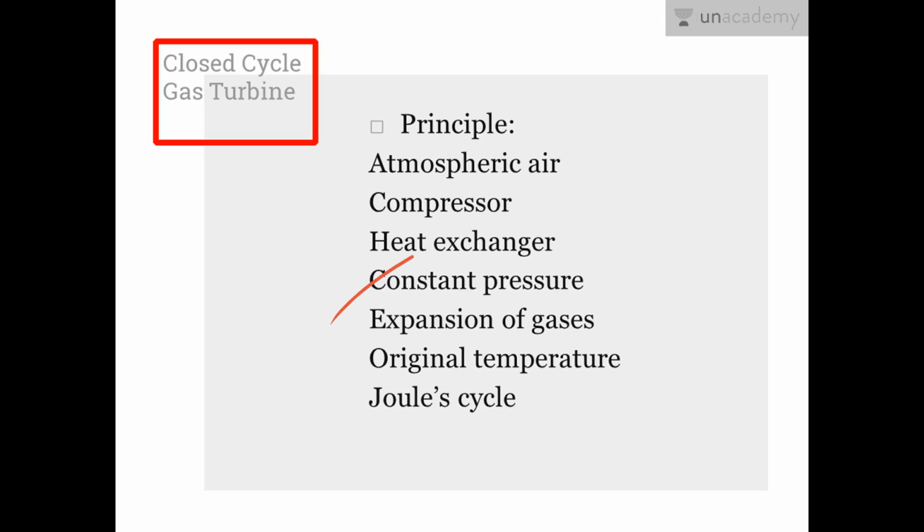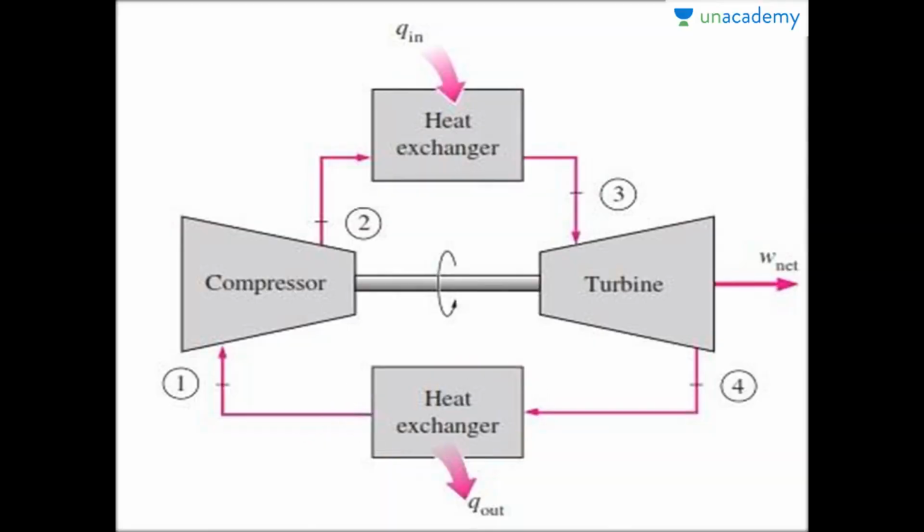After doing the work, the exhaust hot gas is made to flow back to the compressor through the heat exchanger or the cooler. Hence the hot air or gas returns to its original temperature. The cycle repeats thereafter. It works on Joule's cycle. That is the reason the closed cycle gas turbine follows the Joule cycle phenomenon. So this is how the closed cycle gas turbine works.